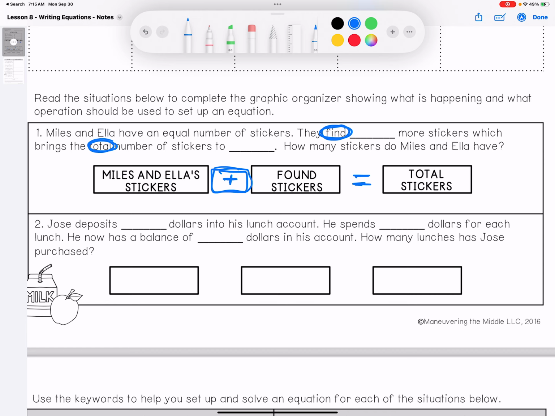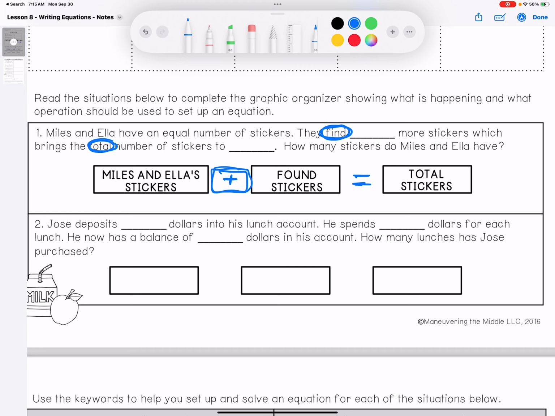Number 2, Josie deposits blank $2. It's just putting in a blank for a number into his lunch account. He spends $2 for each lunch. He now has a balance of $0 in his account. How many lunches has he purchased?